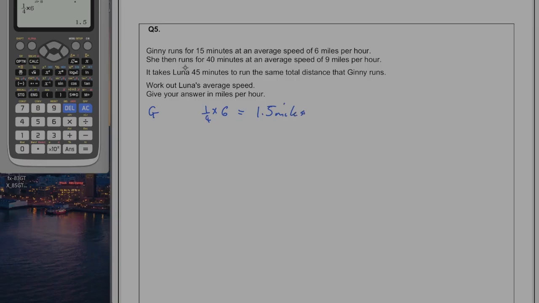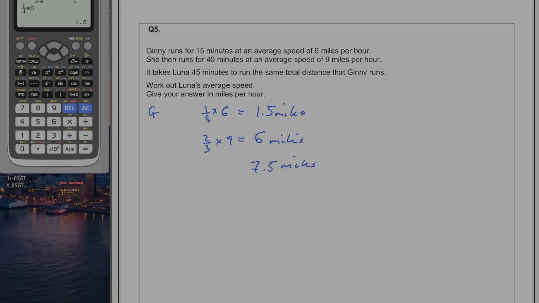And then she runs for 40 minutes. Well, 20 minutes is a third of an hour, so 40 minutes is 2/3 of an hour. So we'll do 2/3 times by 9, which is going to be 6 miles. So in total, she's run 7.5 miles.